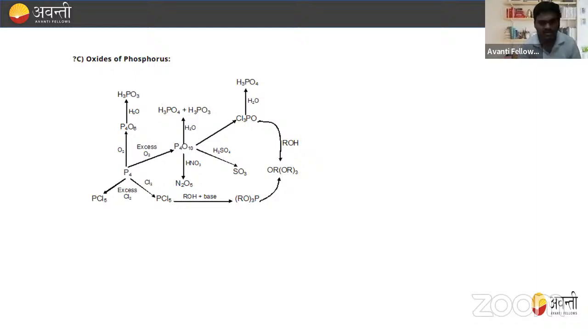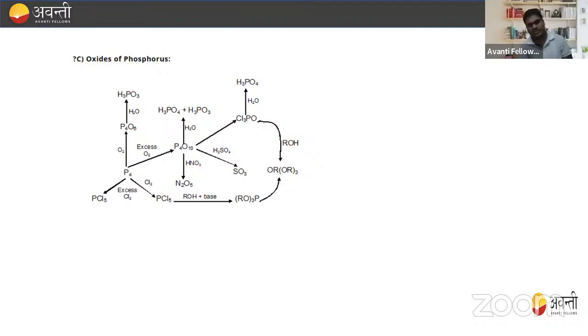So these are the oxides of phosphorus. When P4 is treated with excess O2, it will form P4O10. When P4 is treated with Cl2, it will form PCl5. Now, when P4 is treated with limited O2, it will form P4O6. Again, with H2O, it will form H3PO3.